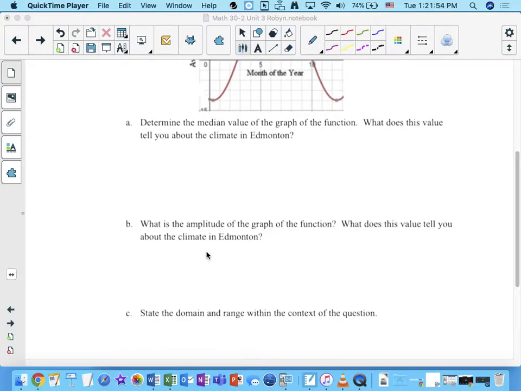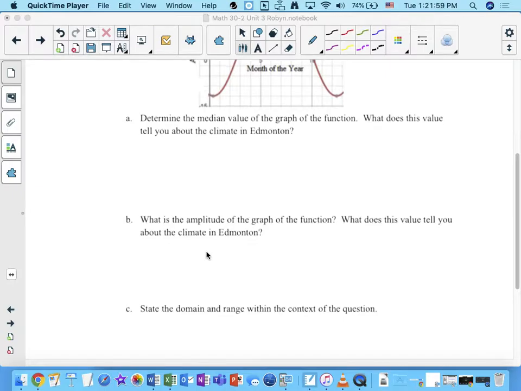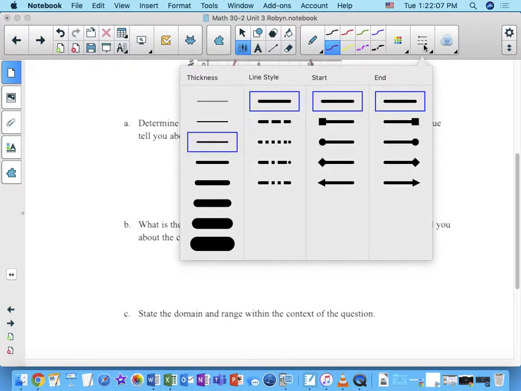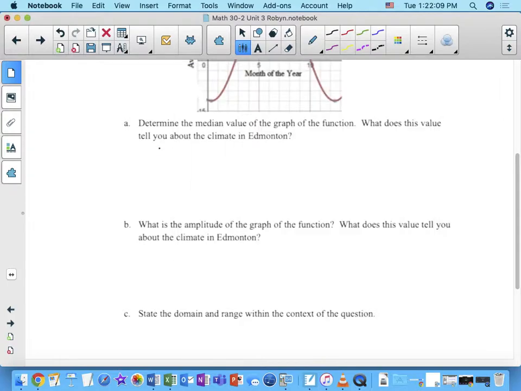Okay, so many of you guys got the median is 6 degrees. That's great, right? You take an average of the max temperature and the min temperature. Fantastic. So this is 6 degrees. Okay, amplitude. The amplitude ended up being 18 degrees. Okay, what does that tell you about the climate in Edmonton?